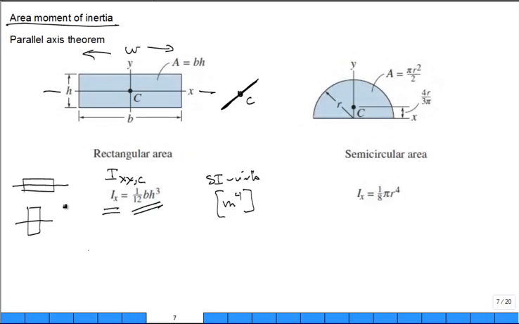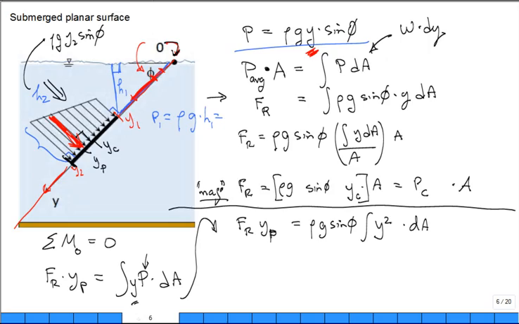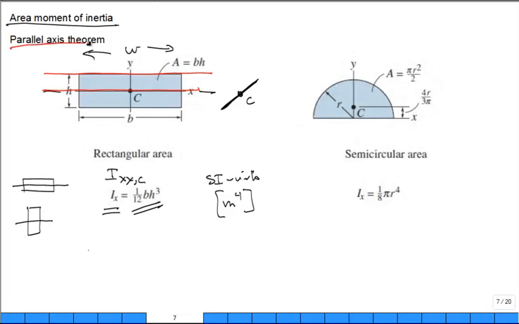Somebody says, that's great that you have it for this axis. I don't want it for that axis. I want it for this axis. How do you do it? Why would you want it for that? Because in this problem, we don't want it for that axis that goes through y sub c. We want it for this axis that goes through O. Parallel axis theorem. Remember?